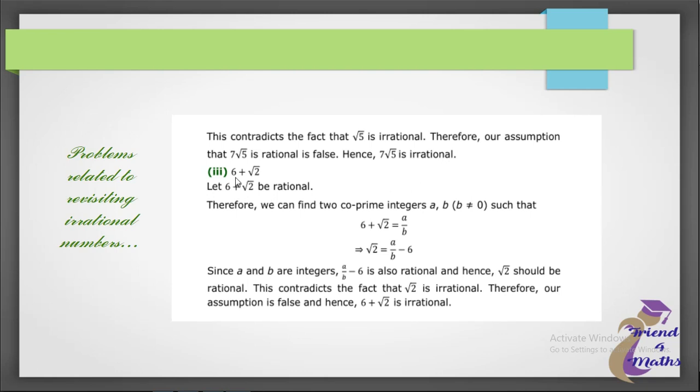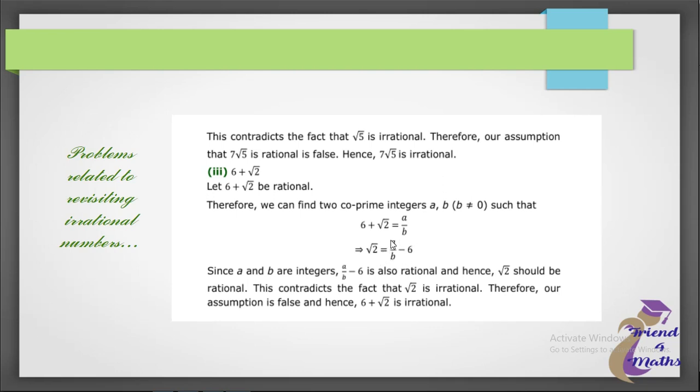Going to the last one, 6 plus root 2 is an irrational number. We have to prove it. Taking it as a rational number, that is we are assuming that 6 plus root 2 is a rational number, and if it is a rational number we can write it in the form a by b, and we are taking a and b here as co-prime integers. Here 6 plus root 2 is equal to a by b, and taking 6 to this side we get root 2 is equal to a by b minus 6.